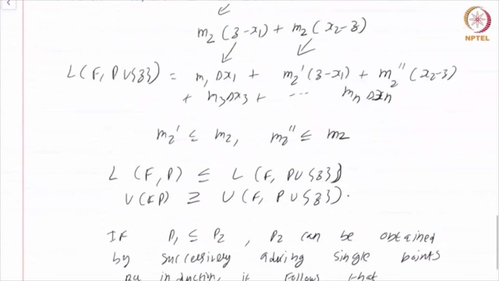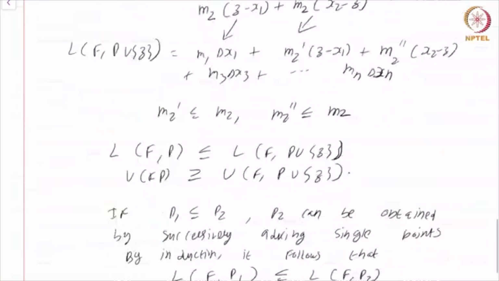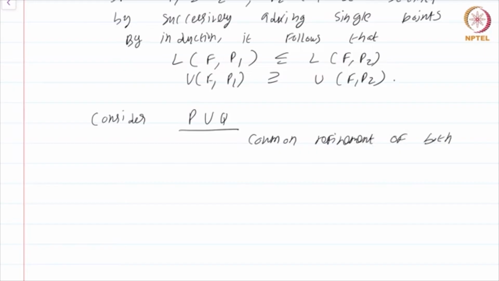Now, we might have been derailed from our original track. Our original track was to prove that L of f P is less than or equal to U of f Q. Well, that's easy, from what we have shown now. Consider P union Q. So this is a common refinement of both P and Q, right? This is a partition that contains both P as well as Q.